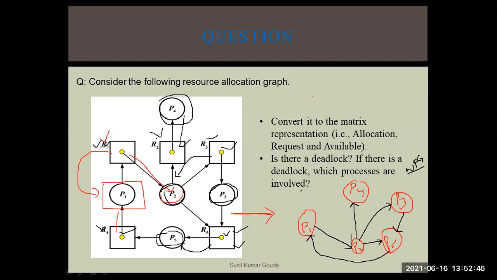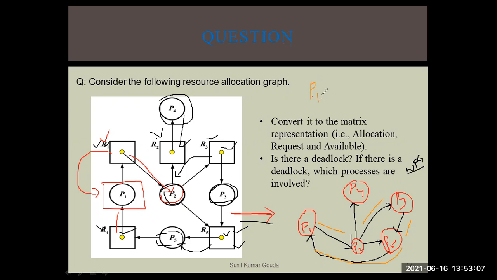Now this is the equivalent wait for graph for this resource allocation graph. Now if you see here, let's find the cycle. I will start from P1. So if there is a cycle, you can see we have P1, P2, P3, P5, and again P1. So there is a cycle formed.